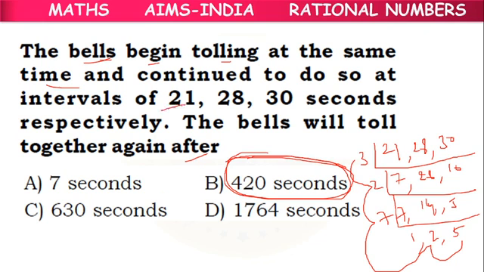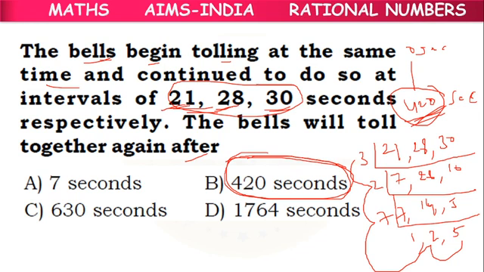Because the first bell will ring after 21 seconds, the second bell after 28 seconds, and the third bell after 30 seconds respectively. So all of them ring at 0 seconds. At what second will they ring at the same time? At 420 seconds, because 420 is the least common multiple of these three numbers. So 420 is the correct answer.